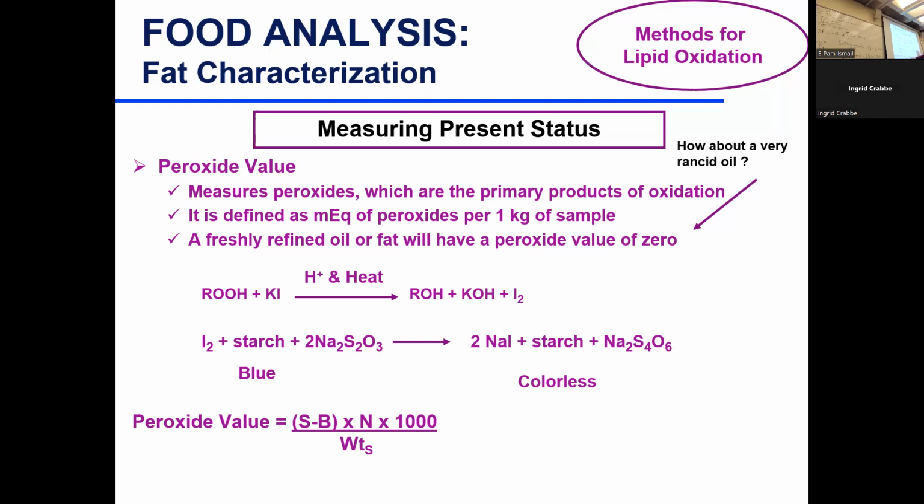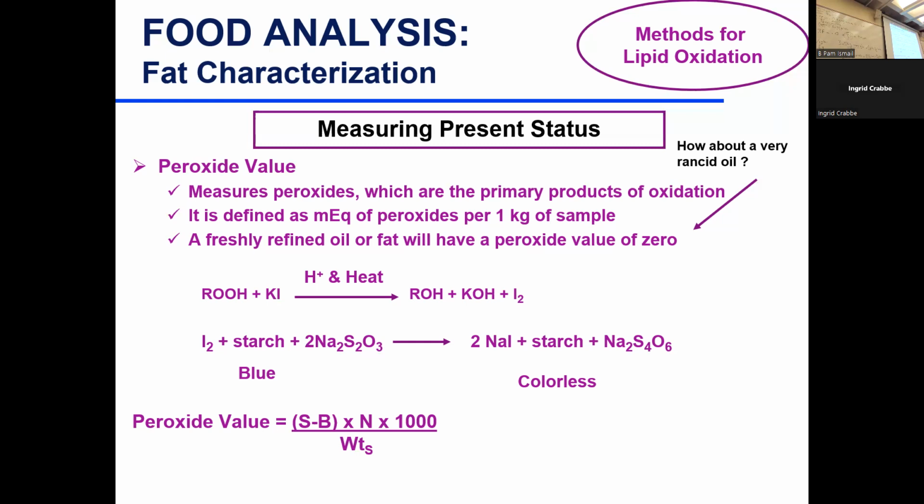Okay, so that gives you... Oh, there's a question there. So a very freshly refined oil will have a value of 0. What about a very, very rare... Why does it still have a low peroxide value since we'd be in the later stages of oxidation?